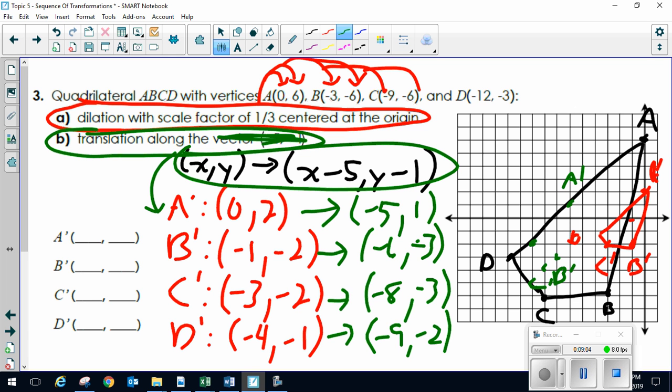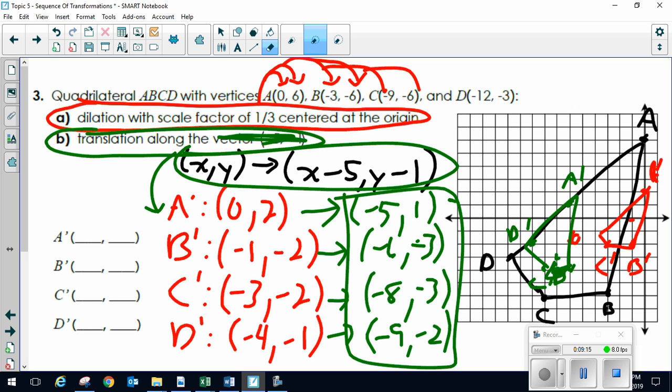And I think these are off. I've moved these points. They're down 1. I put them in the wrong place, B and D. But that's the idea. So the points are correct. These are your final points right here. Okay, number 4.